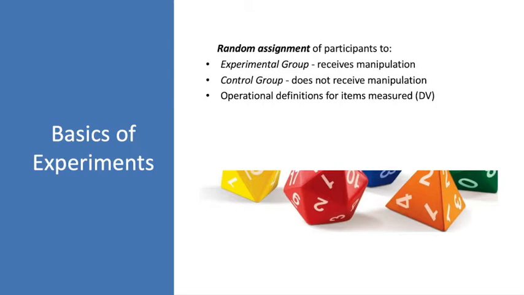So true random assignment irons out these differences and makes you more confident that the change in the independent variable, the thing that you wanted to change, contributed to a change in the dependent variable.